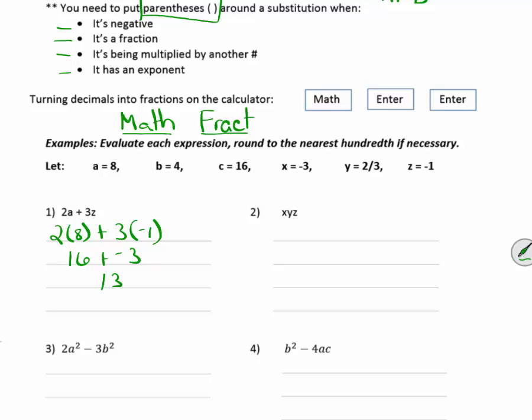Not so bad. xyz means that we're multiplying, so we have -3 times 2/3 times -1. If you are going to try to enter that fraction in your calculator, you actually put it in parentheses, and you would do it as 2 divided by 3, but it has to be in parentheses. I already know, though, that -3 times 2/3 is -2, and then -2 times -1 is +2. All right, let's try the next one.